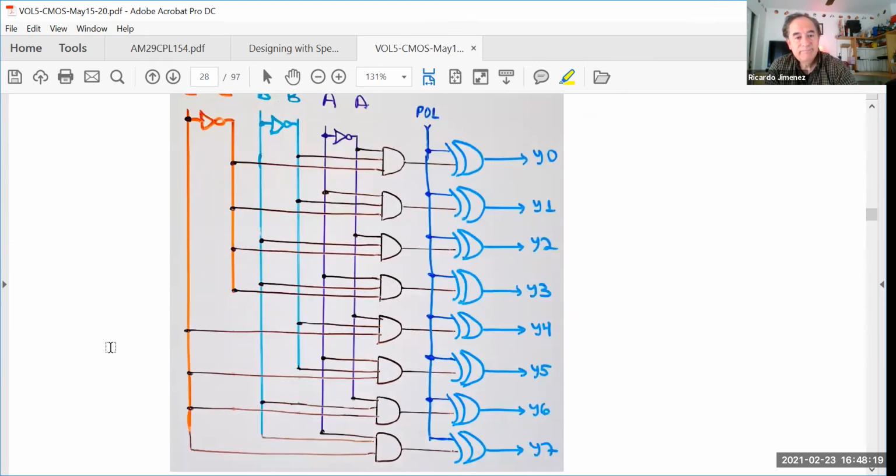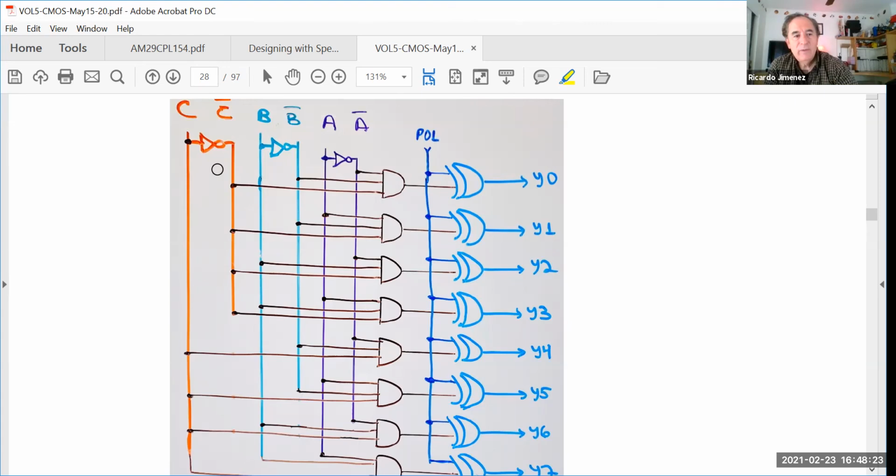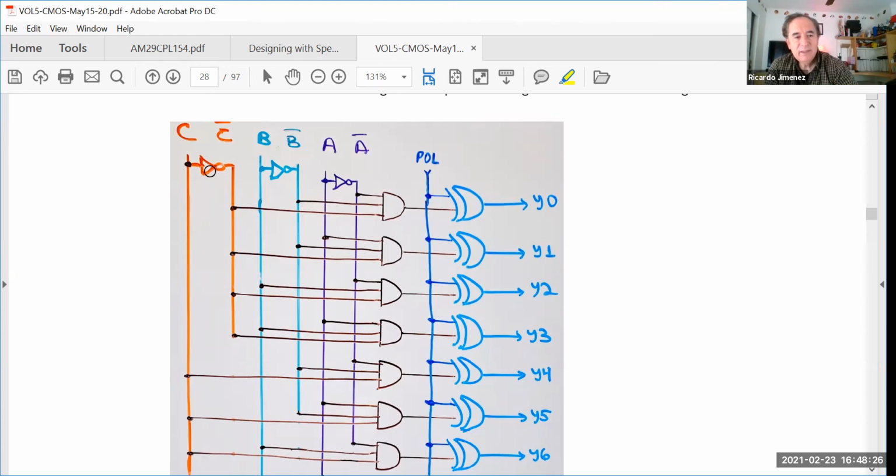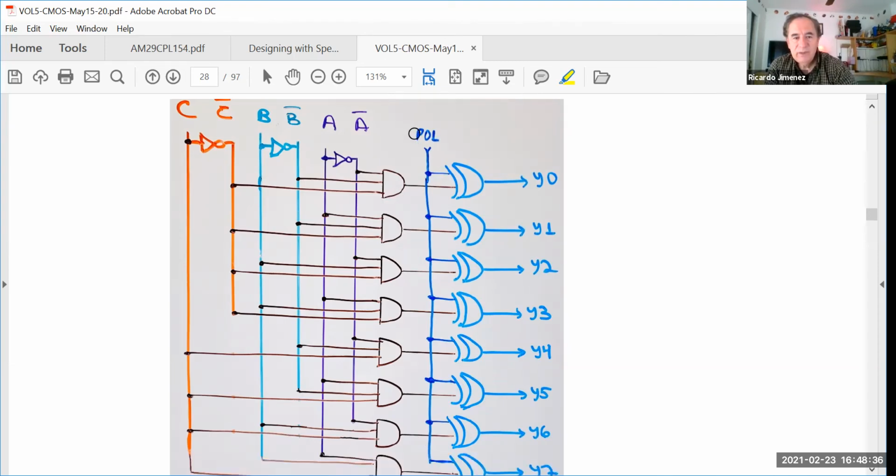This is the circuit made of 3 inverters. Notice how when you have an inverter, this is C, this is not C, this is B, not B, A, not A, just because of the 3 inverters. Then you do the connections to AND gates and exclusive OR gates. This part is called that way because it controls polarity. It changes the logic from true to false or from false to true.